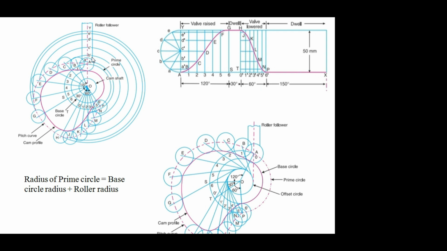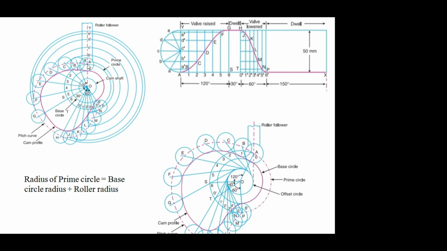Now at the end of the follower, the roller is provided. So draw the vertical and horizontal axis of the cam. Now this is the axis of the follower. As the axis of cam and axis of follower are coaxial, they are in line. This is the axis of follower. At the end of the follower, the roller is provided.